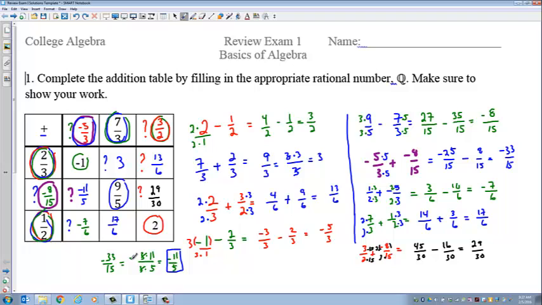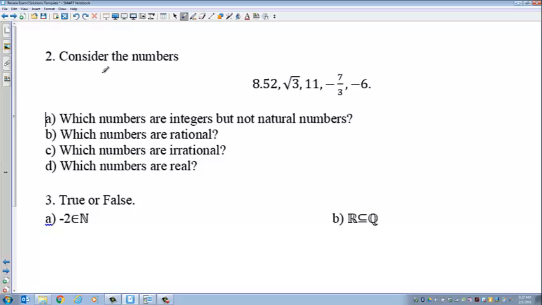All right, let's go on to the next problem. So on the next problem, what are we doing? We want to consider the numbers here: 8.52, the square root of 3, 11, negative 7/3, and negative 6. Which numbers are integers and which numbers are natural numbers, which are rational, irrational, and real?